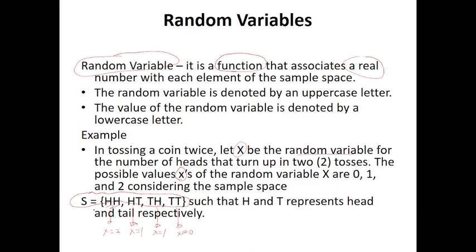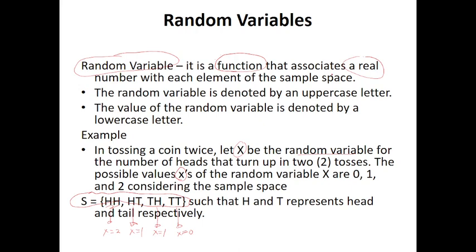For every possible outcome, there is only a single possible value of the random variable. In this example, in our sample space, every outcome has a single value of the random variable. In the first outcome, we have 2. In the second, we have 1. In the third, we have 1. In the fourth, we have 0. So that is the interpretation of that, and that's why it is called a function.